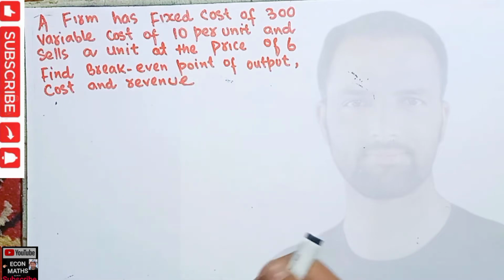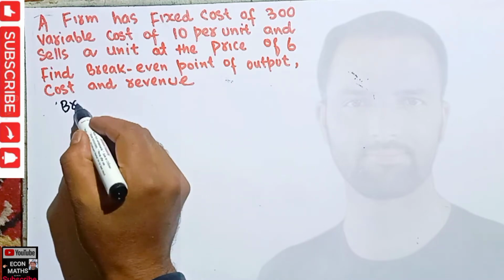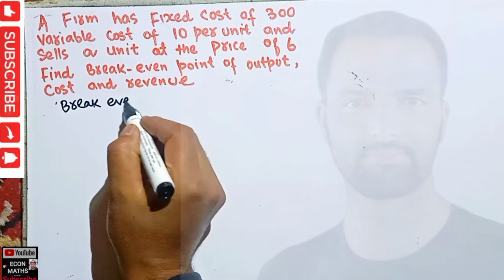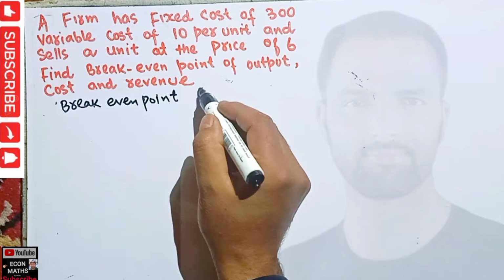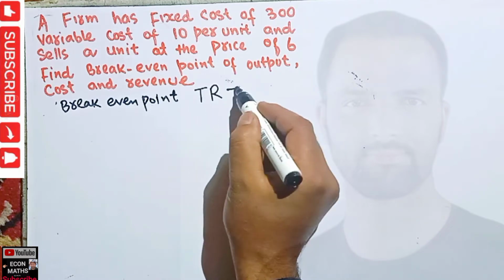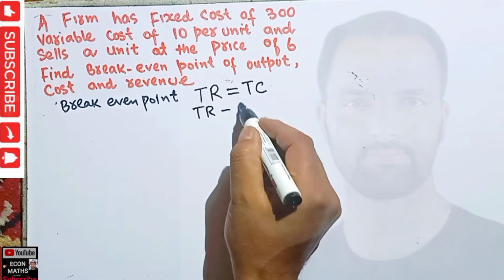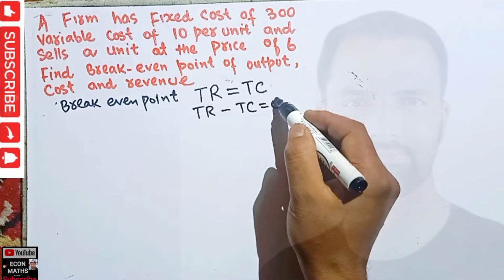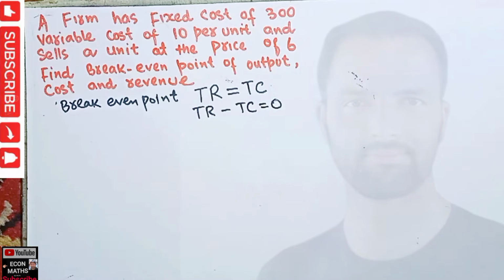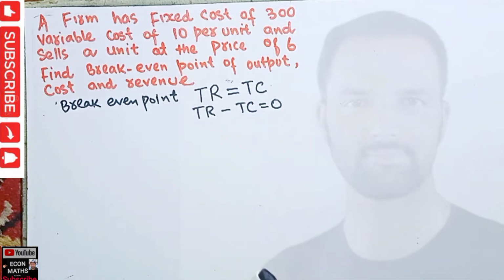So let us see what is the break-even point of output. Break-even point requires, or occurs where, our total revenue is equal to total cost, or we can write total revenue minus total cost is equal to 0. And it is a situation where there is zero economic profit. Now where does this situation occur on a graph? I will also show you with this example.